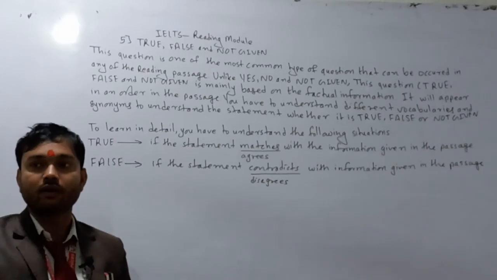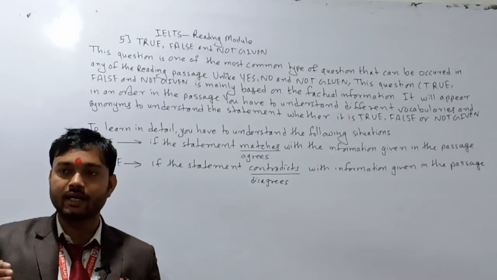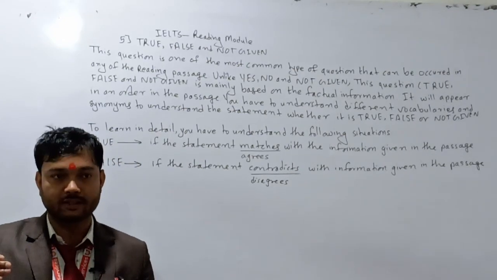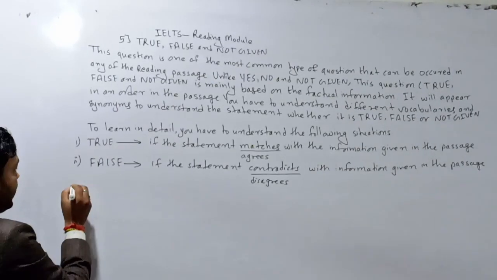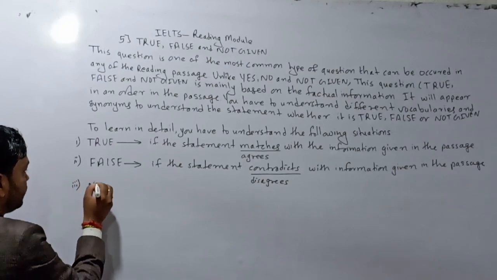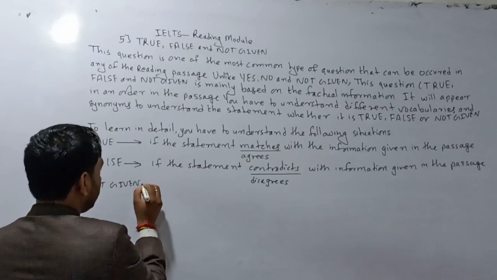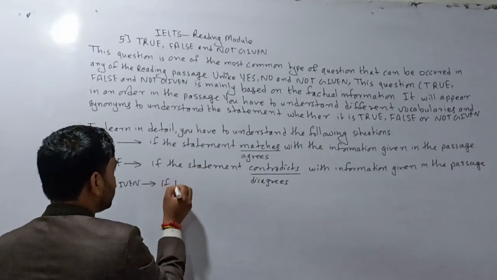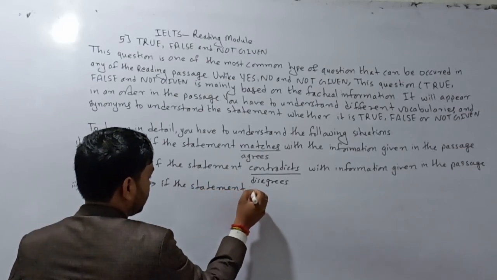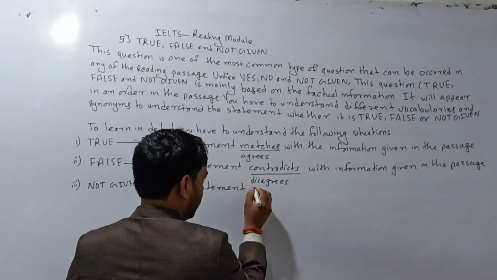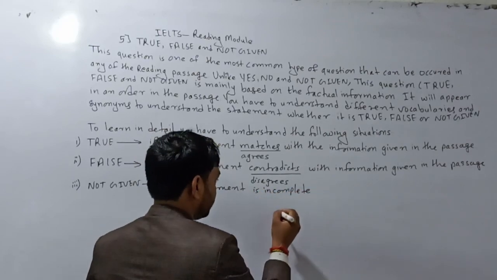Students, one thing I have to make sure for you: if you are writing just a T there, and we have one habit, we erase this part and put here false. In this situation, you will not get the score because the scanner machine will not judge whether it is true or false. So what I recommend, write the full form with full spelling and make some gaps between the letters. To learn in detail, you have to understand the following situations about true, false and not given.